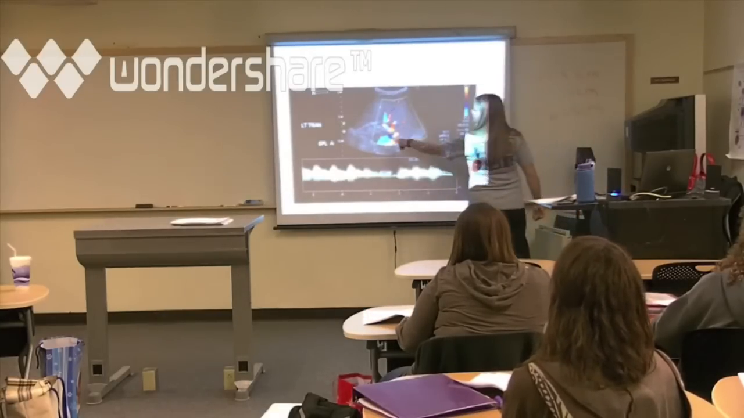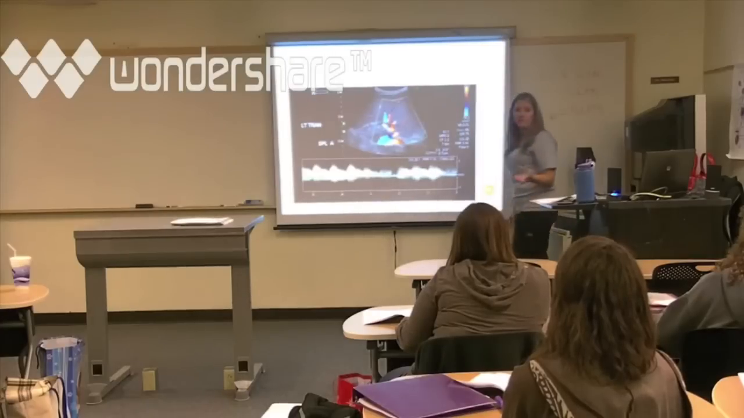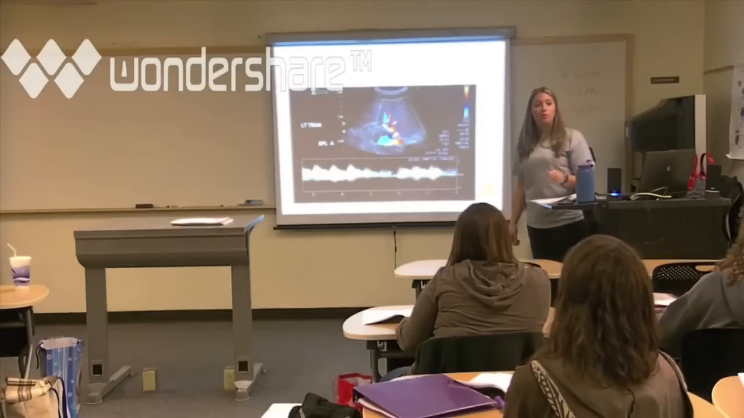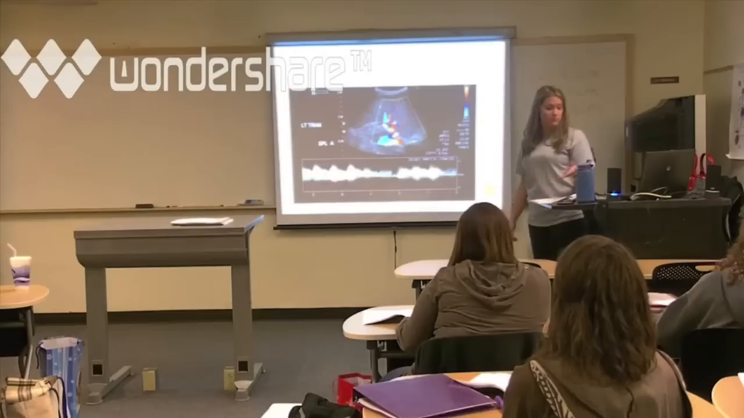So see the blue is a little bit more prominent in the caliber of the vessel. So it's usually going to be the one where, when you see a vessel, even before you put color on, you think, I bet that's the splenic vein. But you always want a Doppler just to make sure.